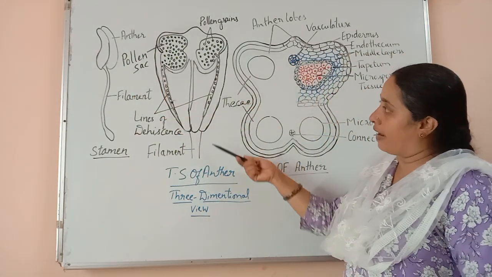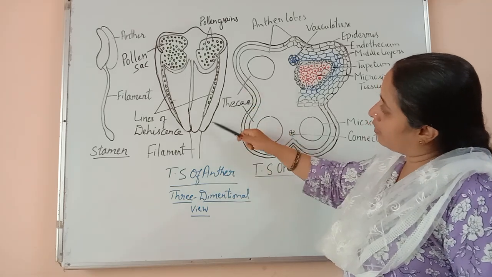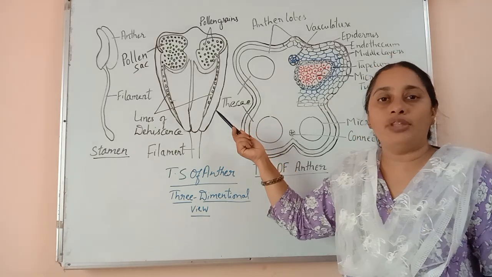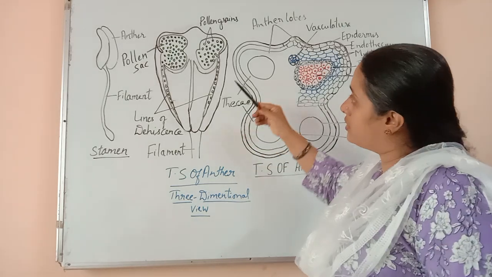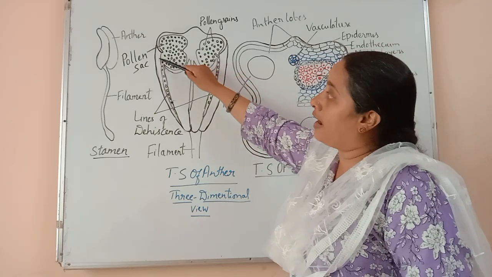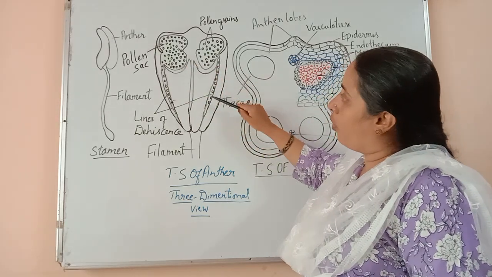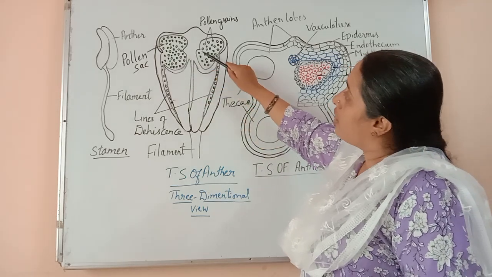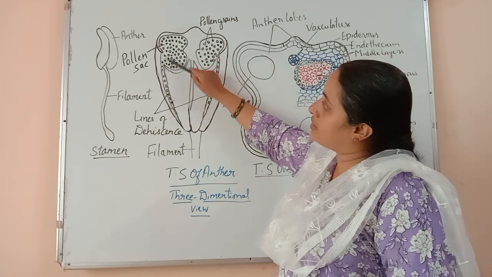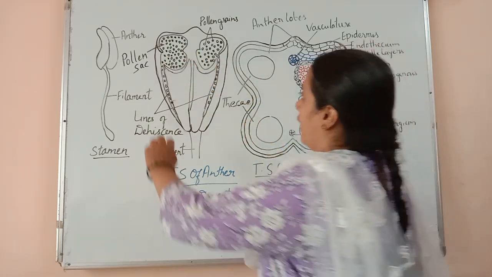See, in this diagram, we are going to observe a three-dimensional view of transverse section of the anther, where you can see the anther wall is slitting or dehiscing, releasing the pollen grains, and you can see the pollen sacs which are going to be dehisced and releasing the pollen grains.